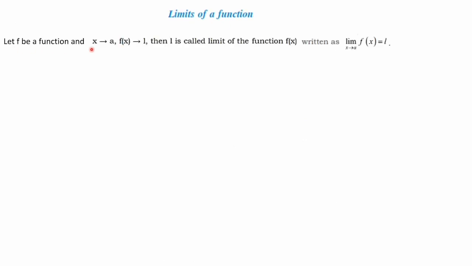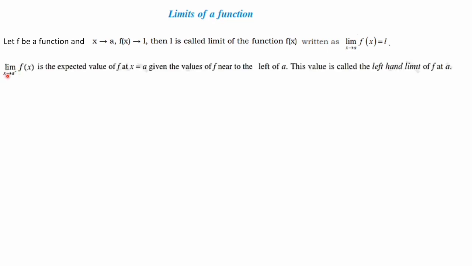Let f be a function, and x tends to a and f of x tends to L, then L is called the limit of the function f of x, written as limit x tends to a f of x is equal to L. As we did in the previous slide, x is tending towards 1, then the value of the function is tending towards 2. So here x tends to a, f of x tends to L, then L is called the limit of the function f of x.